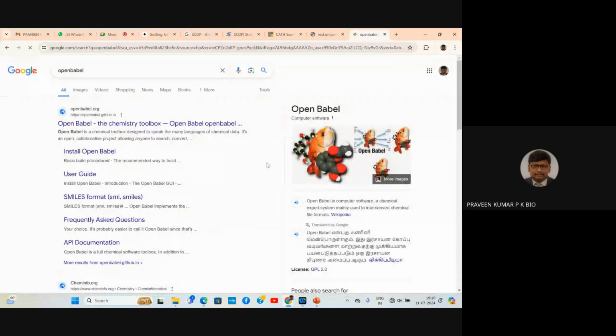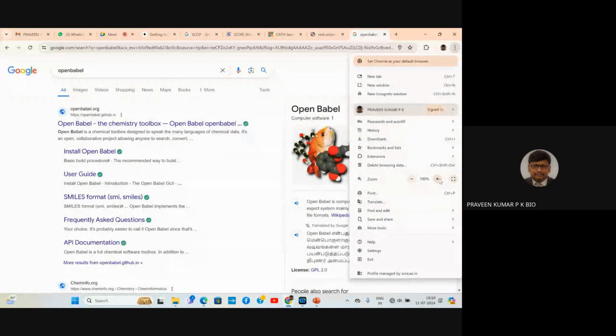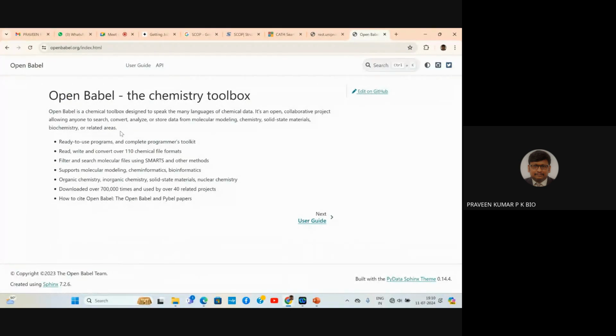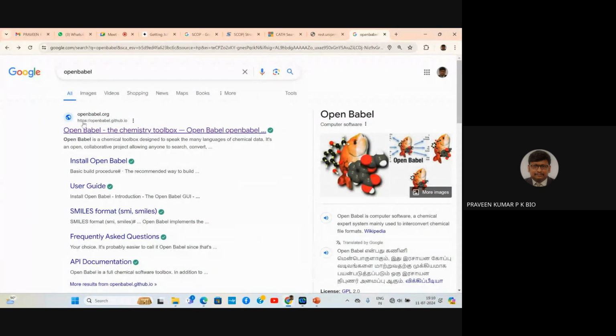Let me take you to today's session. There is one software called Open Babel. This is a cheminformatics software. If you want to convert something like mol to mol2 or mol to PDB, you can use this. Open Babel is an online software; you have to install it, and after installation you can work on it online.